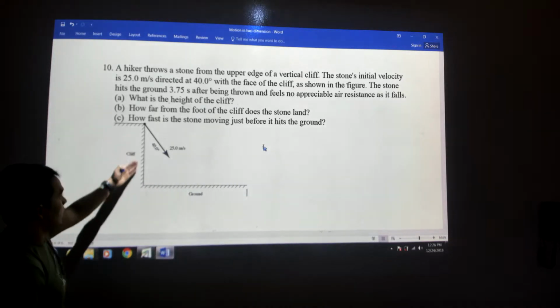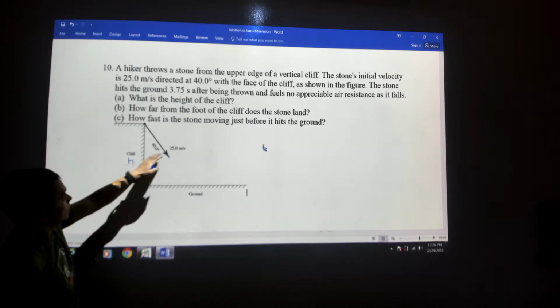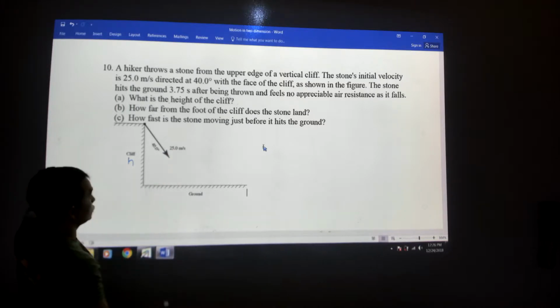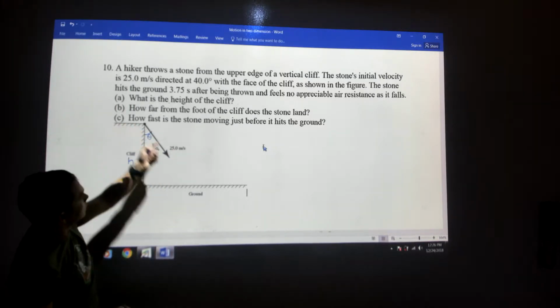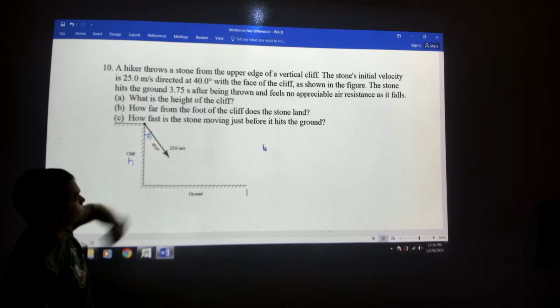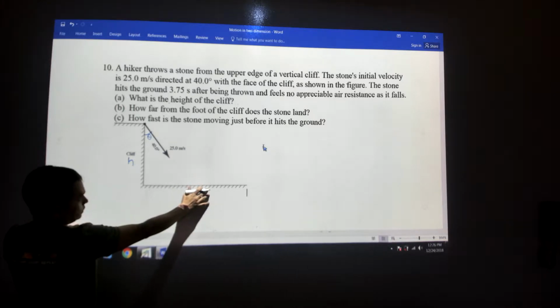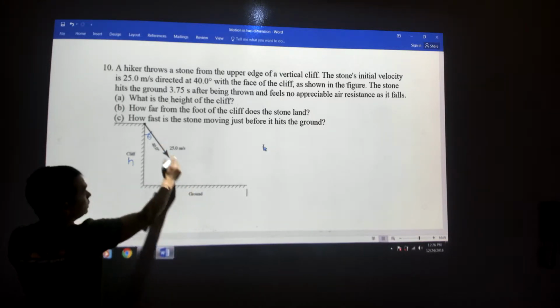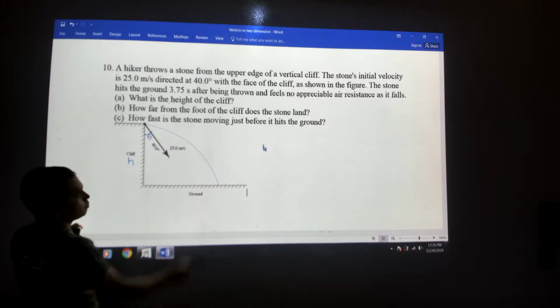So this is the cliff. Let's say the height of the cliff is h, and this is moving at 25 meters per second, and this angle is theta, and it is thrown at an angle theta. So when it hits the ground, it's not going in a straight line. It will be coming in a parabolic motion.